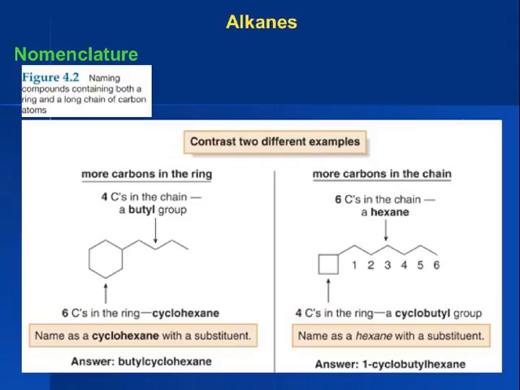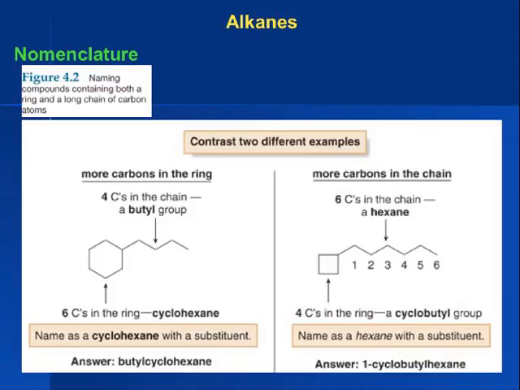I've got a ring and I've got a chain, right? How many carbons do I have in the ring? Got 6. How many do I have in the chain? 4. So it is a butyl cyclohexane. Okay? We would call that butyl cyclohexane. Okay? No number. Why no number? Only one substituent on there. That's right.